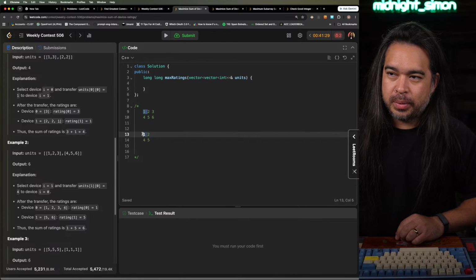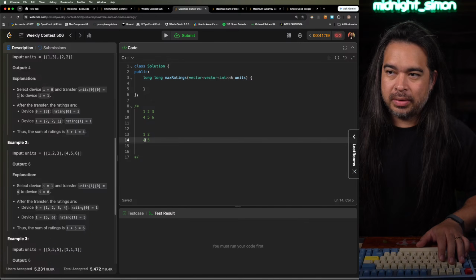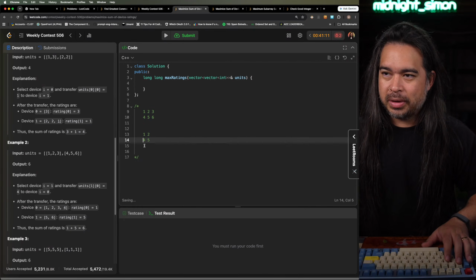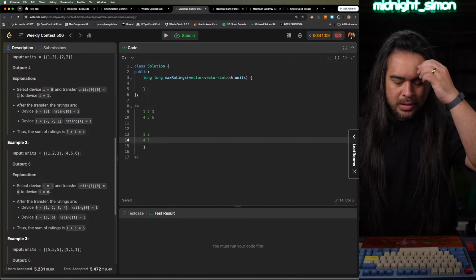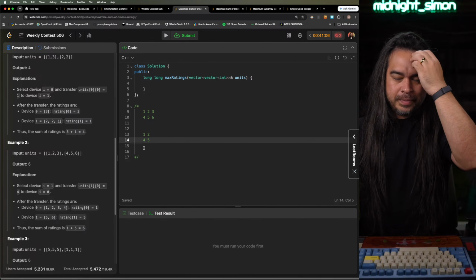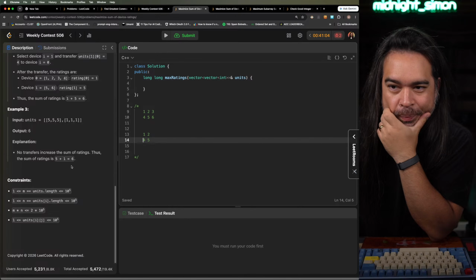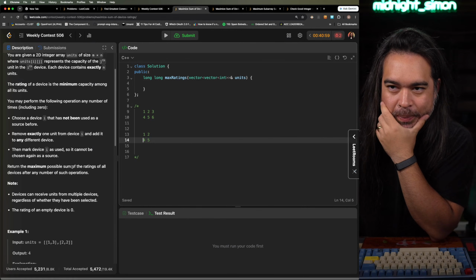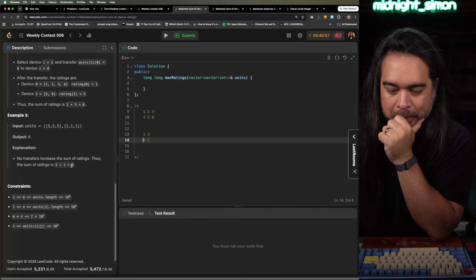So if we remove the 1 here and put it somewhere there, or remove the 2 and put it there. No, remove the 1. We get 2 points, but then we get 1 point over here. I don't know how to solve this. Is there some type of greedy? Let me think.